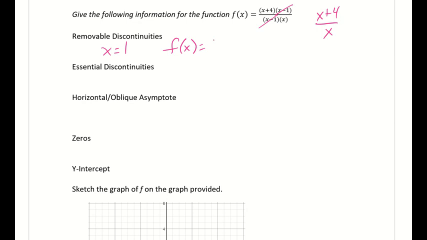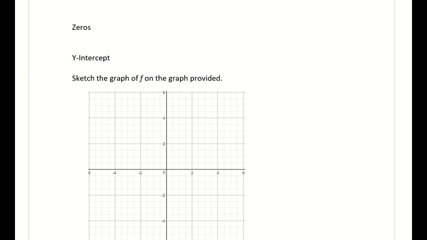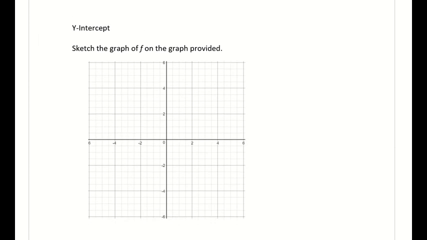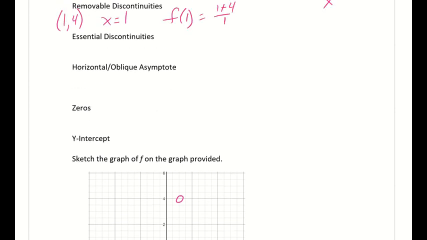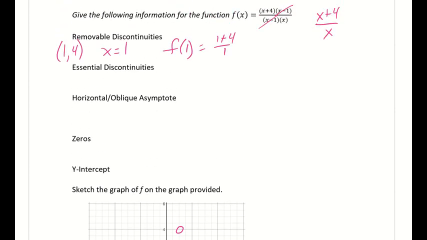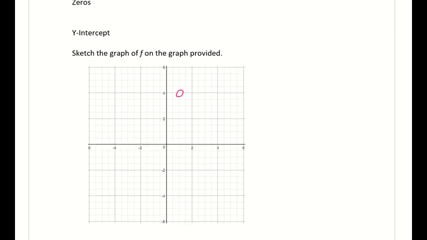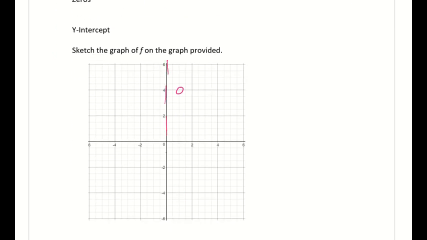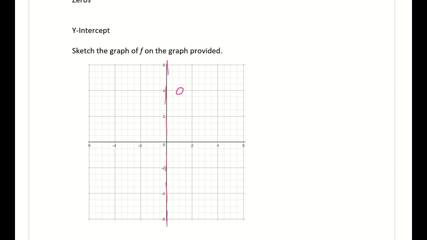So what we're going to do with this is substitute 1 back into the new equation, with the x minus 1 factored out. So not f of x, I'm looking for f of 1. So we end up with a removable discontinuity at the point (1, 4). So we find the point (1, 4) on the graph, and we have a removable discontinuity. Then for our essential discontinuities, we set our denominator equal to 0. So in this case, we have a vertical asymptote at x equals 0. So we go on and plot that on our graph.